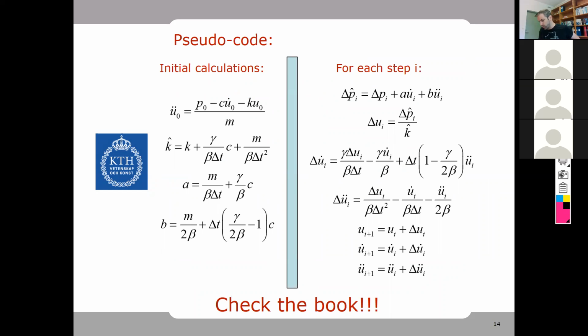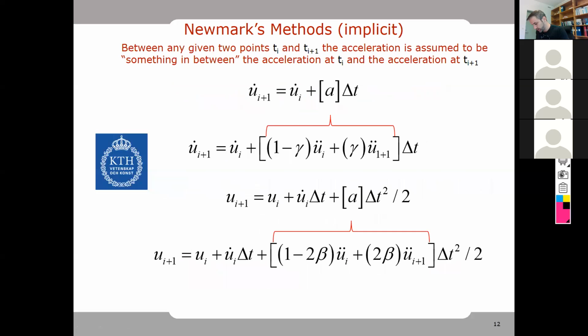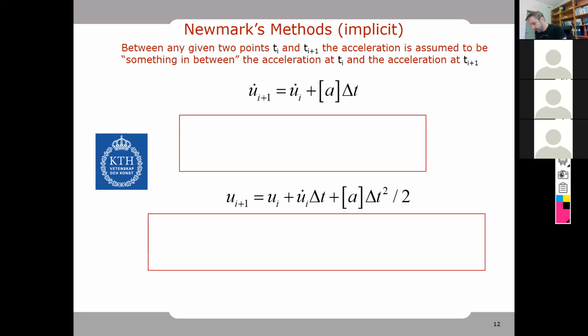Someone asking why, if we can assume that, if we go back to this slide, again, we're going to use the uniformly accelerated equation of motion to calculate a new speed and a new displacement. And here we have an expression for the acceleration.